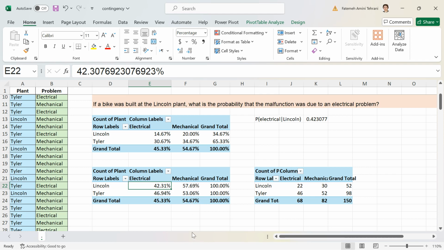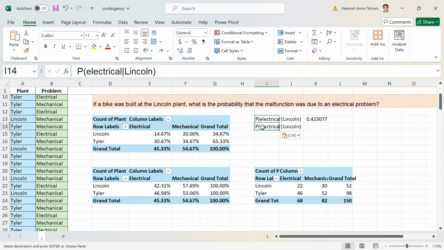Now look at here. I have the conditional probability. The first number, 42.31%, is P of electrical given Lincoln. The same number I got here. Okay, so another method to find the same probability is converting the contingency table to a conditional probability based on the rows.